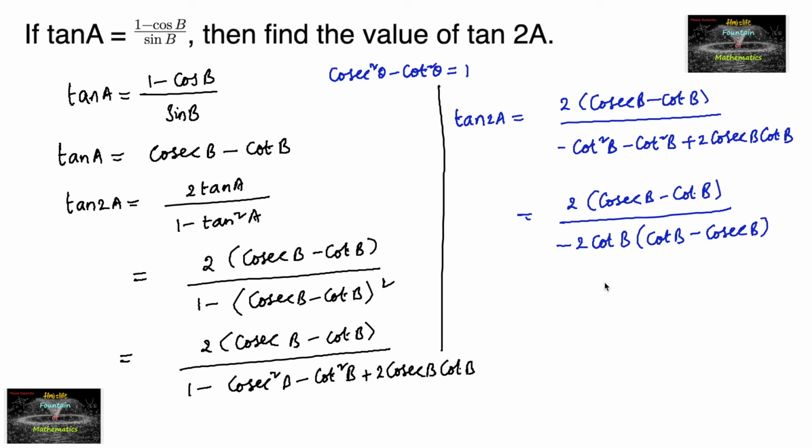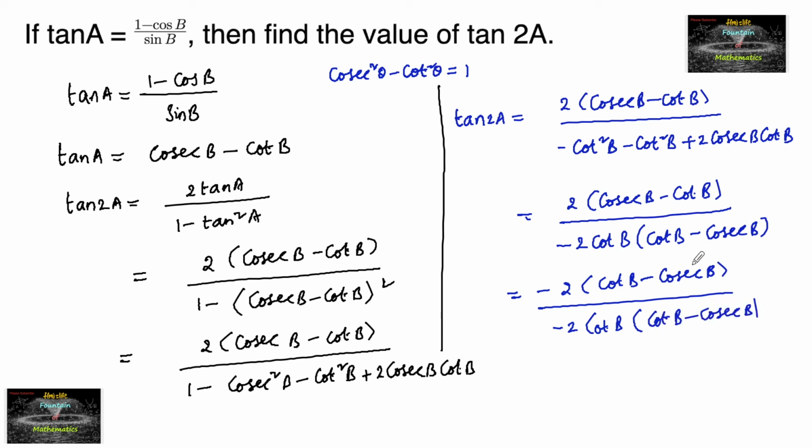Or this can also be written as 2 times, or minus 2 common, cot B minus cosecant B in the numerator, and the denominator also minus 2 times cot B into cot B minus cosecant B.